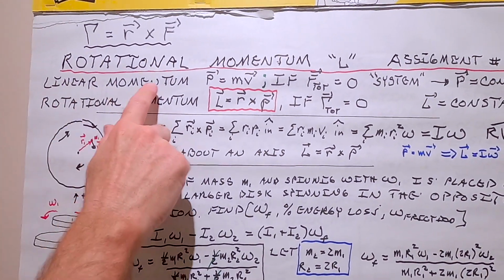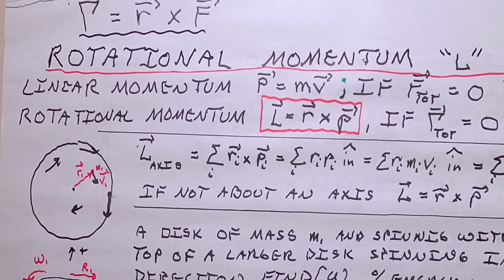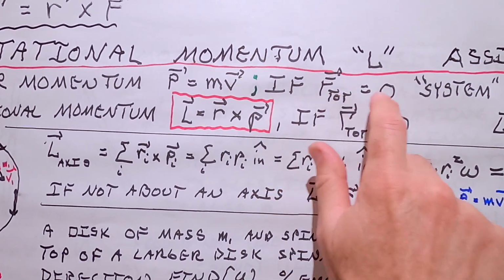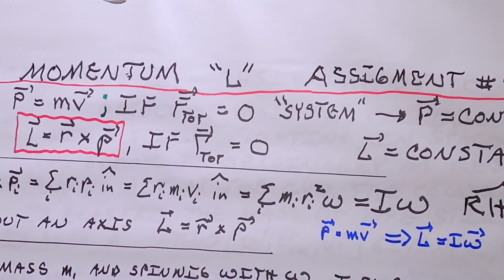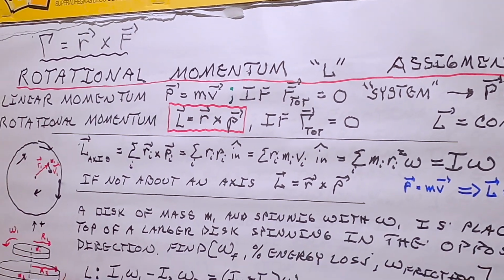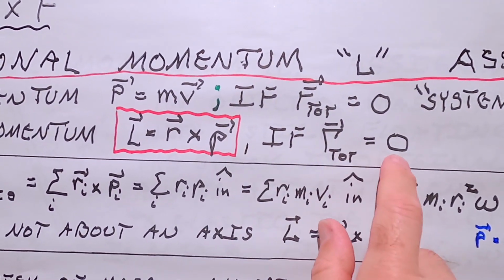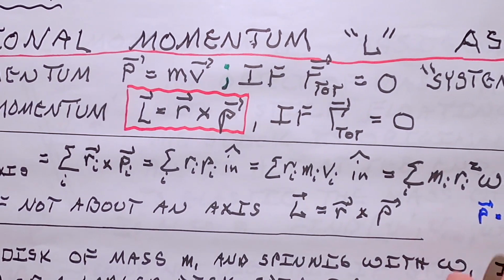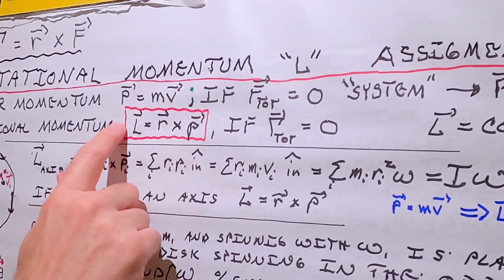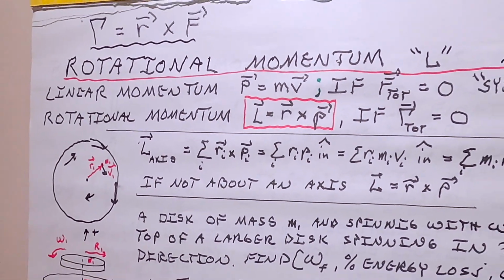Remember, linear momentum, P was mv, and then we said if the total forces, which they always are when you include the whole system, are 0, then momentum was a constant. That's why we could look at it for collisions. We looked at the entire system. But now we can say if the total torque on the system is 0, then the angular momentum is constant. That is, this for all the objects is constant when you add them all up.